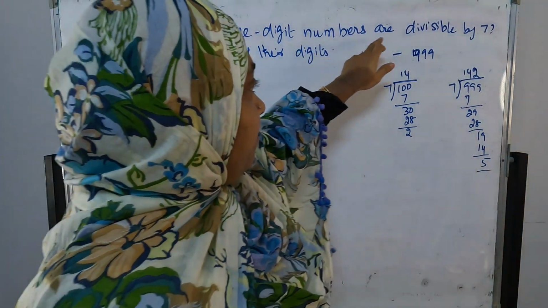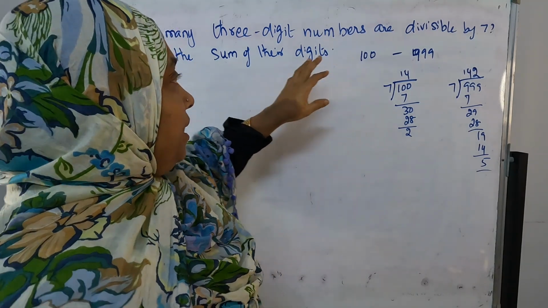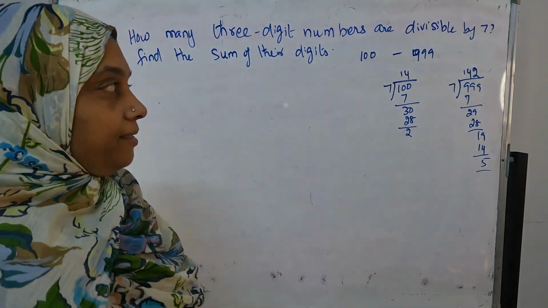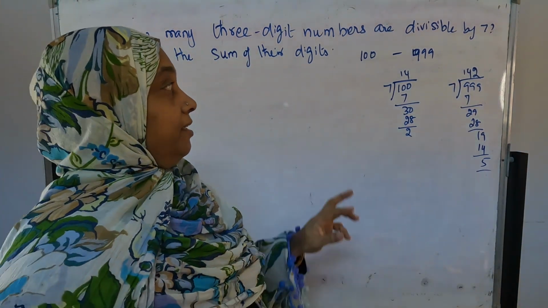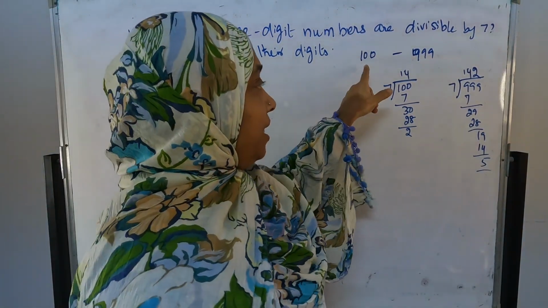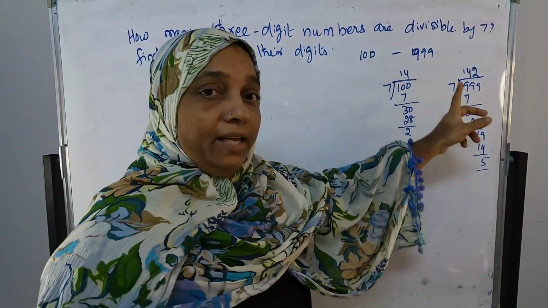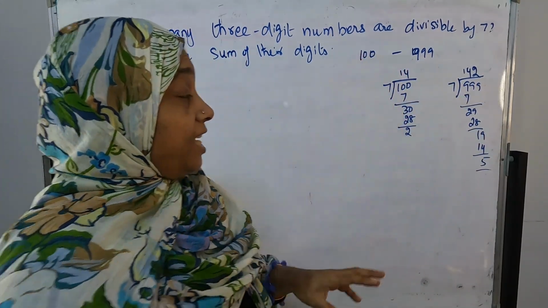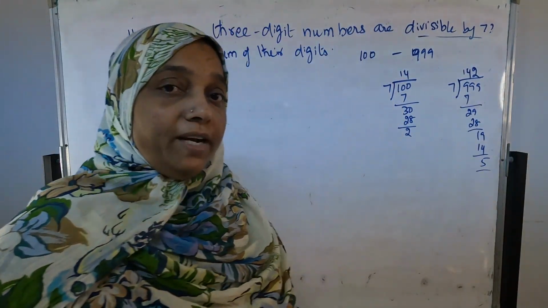How many 3-digit numbers are divisible by 7? Find the sum of their digits also. This type of sums also frequently they are asking in the board. So for how many 3-digit numbers are divisible by 7? 3-digit numbers means what? It is starting from 100, and ending at 999 only. So in this one, what they are asking, mainly we have to focus here, divisible by 7. 7 divisor only they are asking here.